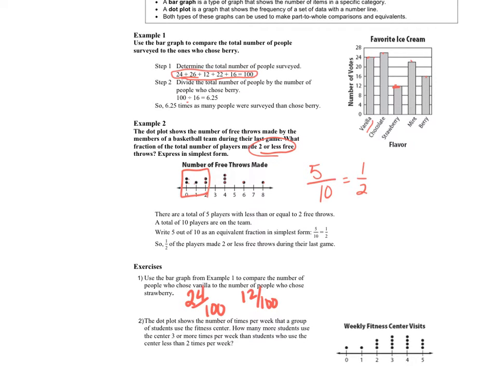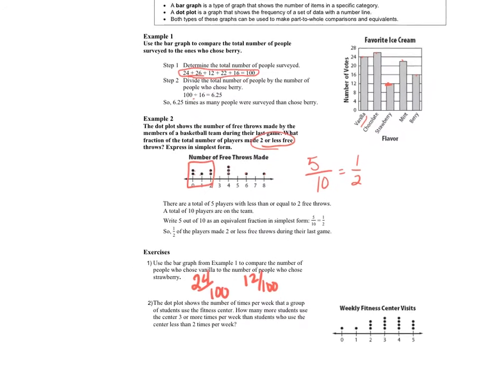So what can we say? How can we compare those two? What's happening? What's 12 to 24? Not divided by 2. Half the people chose strawberry than chose vanilla, so twice as many chose vanilla as they did strawberry. We can say all of that wording. So we could go with twice as many chose vanilla than strawberry, or half chose strawberry than vanilla. There's a lot of ways you can go with that wording.